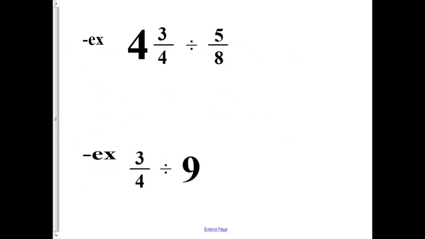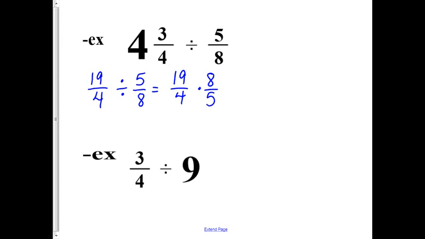So let's look at an example. 4 3/4 divided by 5/8. Step 1 is to change everything to fraction form. So we're going to get 19/4 divided by 5/8. Step 2 is to change this to a multiplication by the reciprocal. So step 2, we're going to rewrite this as 19/4 times 8/5.